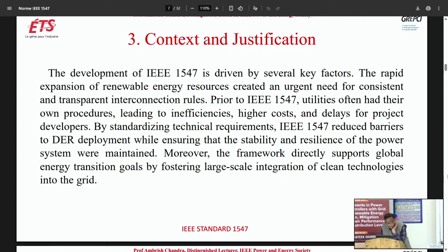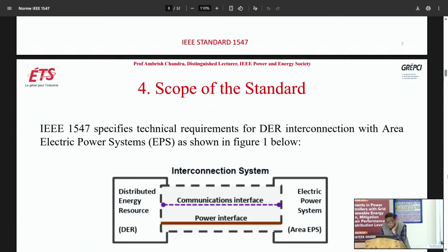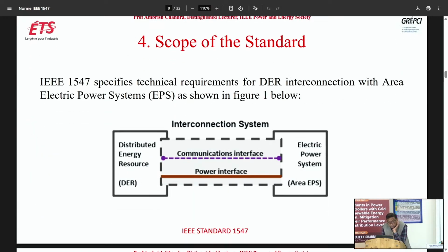Okay. So this is the scope of this standard. IEEE 1547 specifies technical requirements for DER interconnection with the area electric power system. So you see, here you have the area electric power system, and here you have the distributed energy resource. The interconnection between the two, the power interface is there, but it has to have a communication interface also, for transfer of data and communication, an operator and those things.